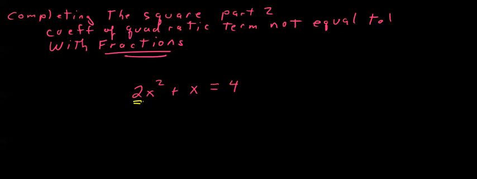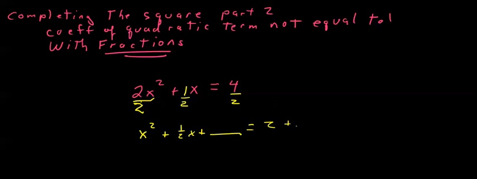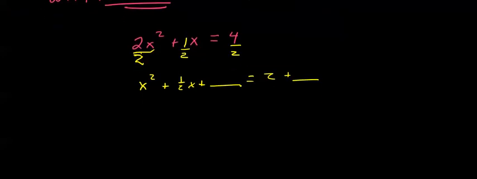First thing we're going to do is divide by 2. Divide by 2, I'm going to put a 1 here. Divide by 2, divide by 2. So I have x squared plus 1/2 x plus something equals 2 plus something.